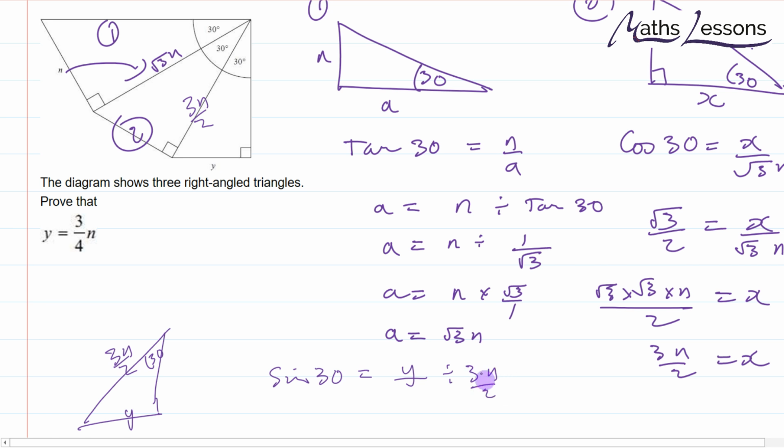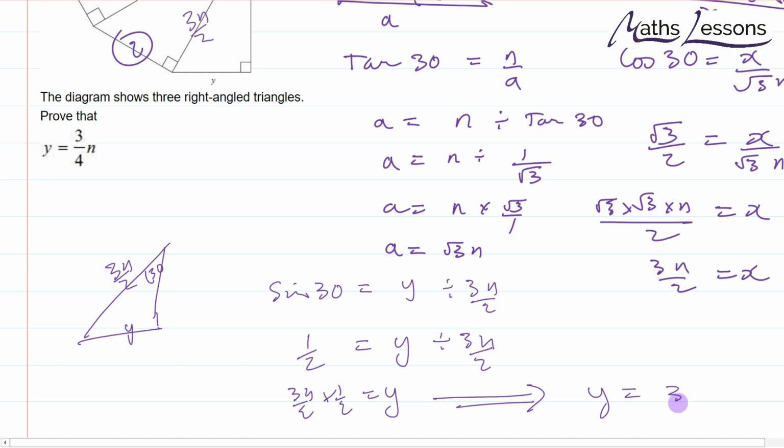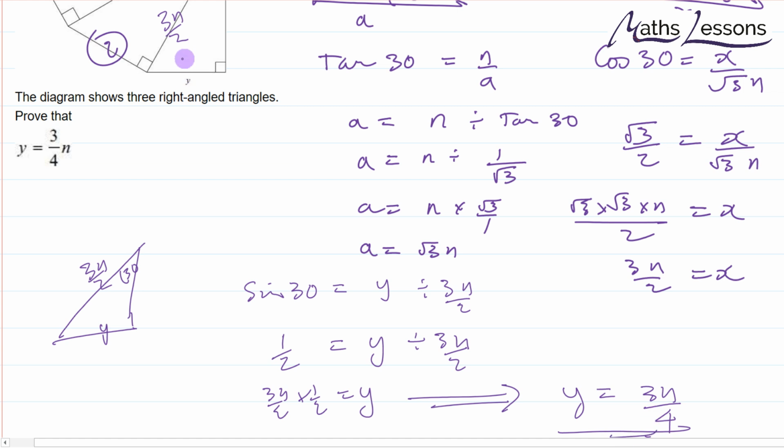I find it much better to write divide by fractions rather than put it over fractions. It makes it easier to show what's going on in the algebra after. Now the sine of 30 is equal to a half. So I have a half equal to y divided by 3n over 2. So therefore I'm going to times both sides by 3n over 2. So I get 3n over 2 times a half equals y. This implies that y will equal 3n over 4 to do my proof.